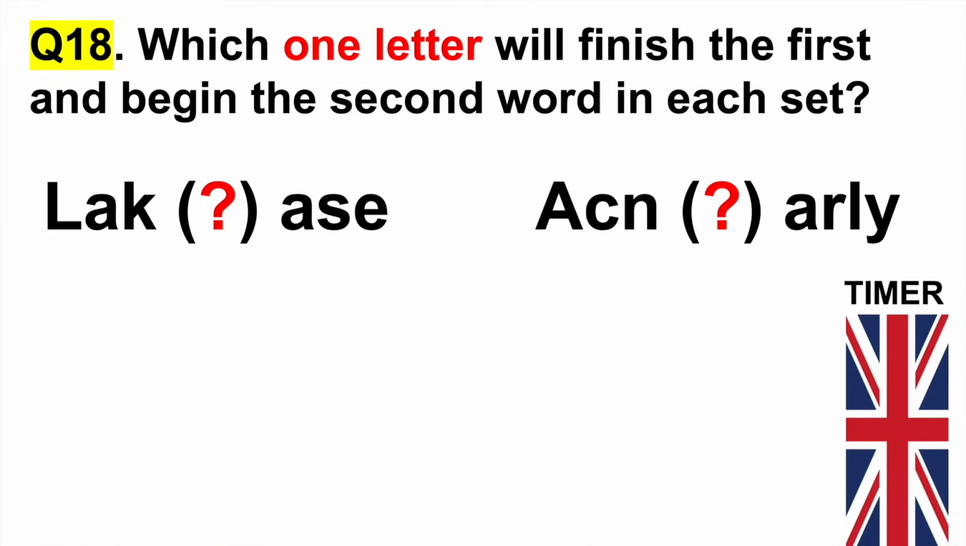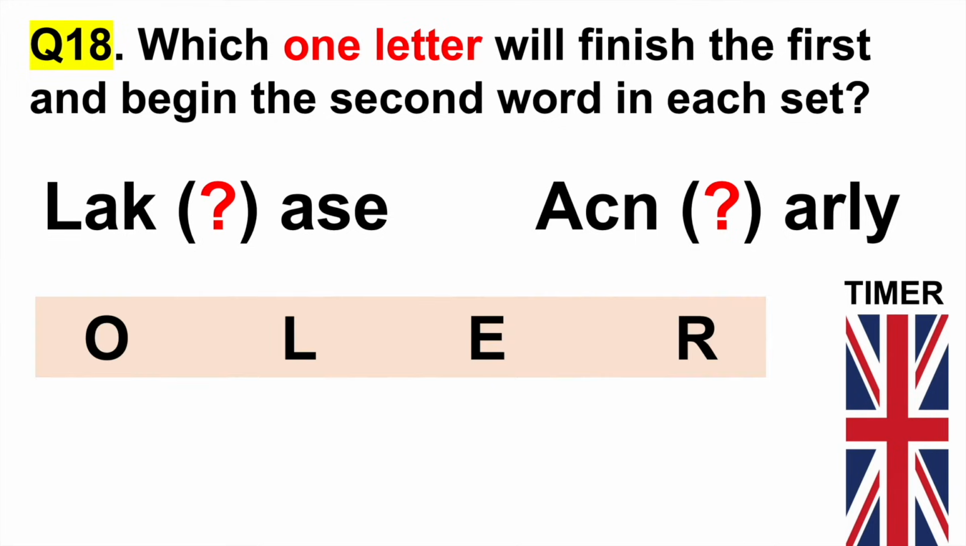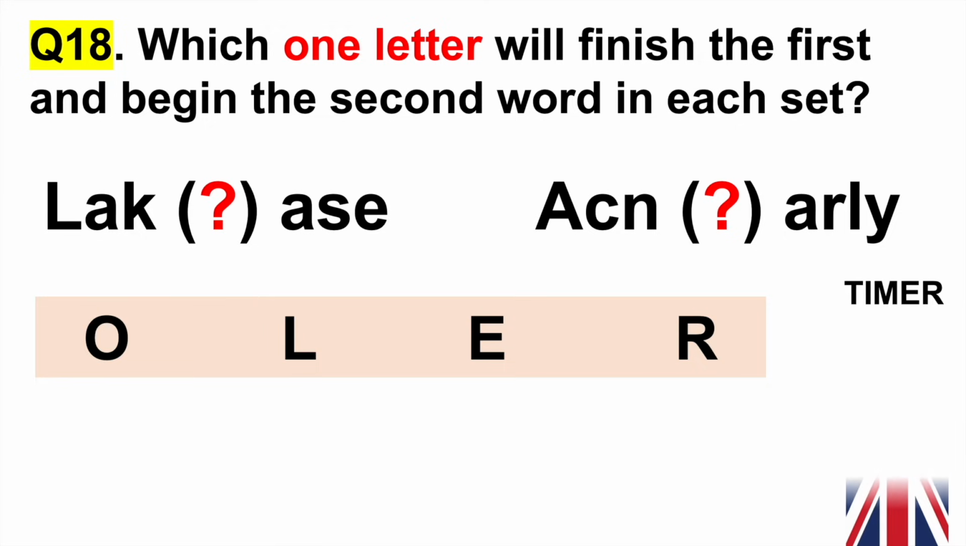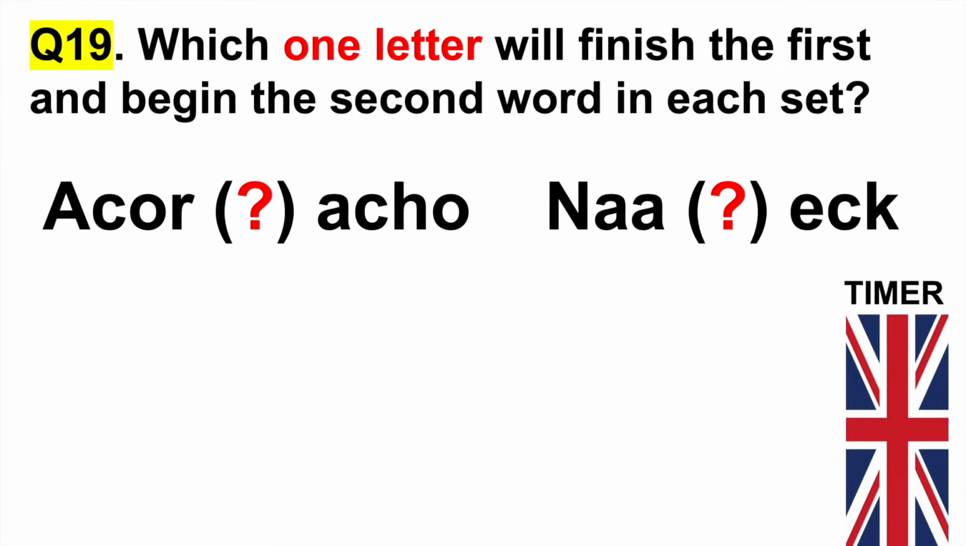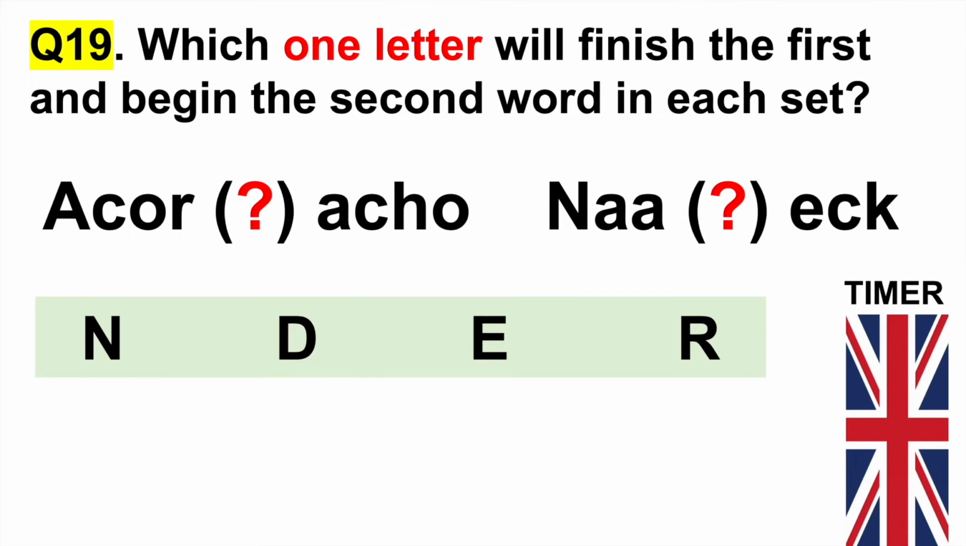Brilliant. Question 18. Again, which one letter will finish the first and begin the second word in each set? Your options are O, L, E, R. Question number 19. Again, which one letter will finish the first and begin the second word in each set? You can choose from N, D, E or R. Here's a timer.